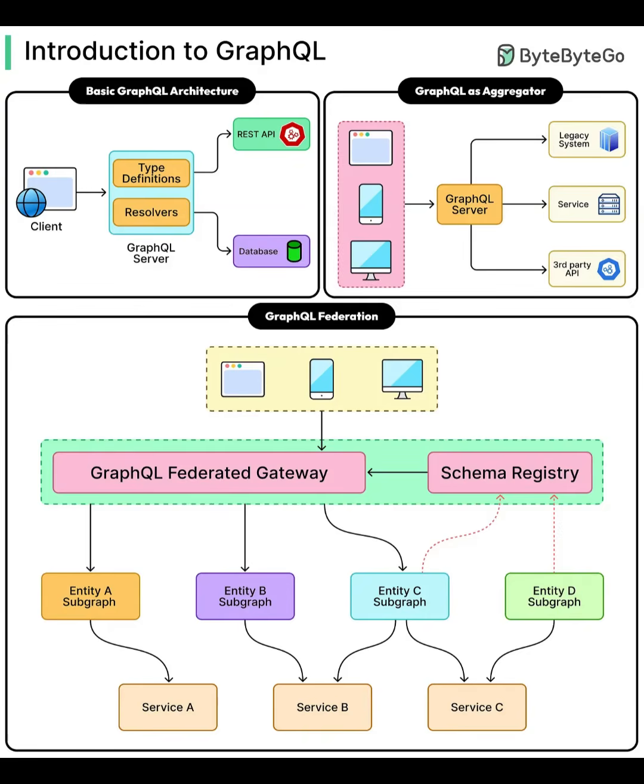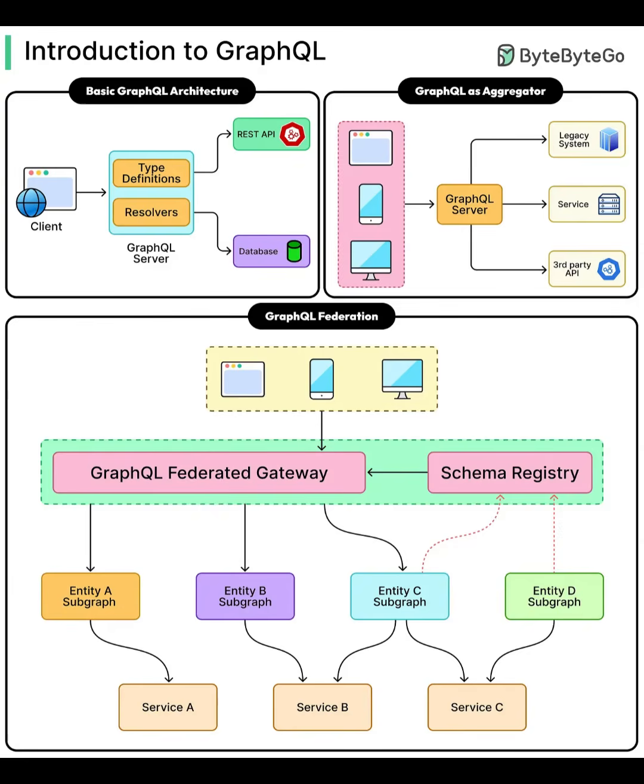Basic GraphQL architecture. A client sends a query to a GraphQL server. The server has type definitions that describe the schema, objects, fields, and relationships, and resolver functions that know how to fetch each field. Resolvers might call a database for users, a REST API for orders, or both in a single request. The response matches the query shape, no underfetching or overfetching, and the client gets a predictable JSON tree.